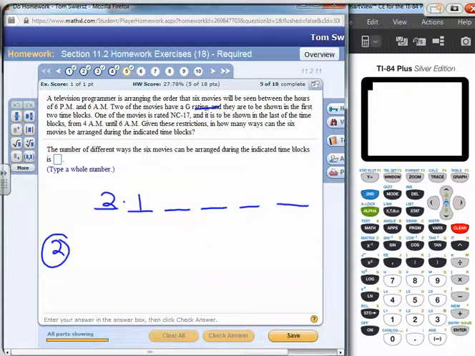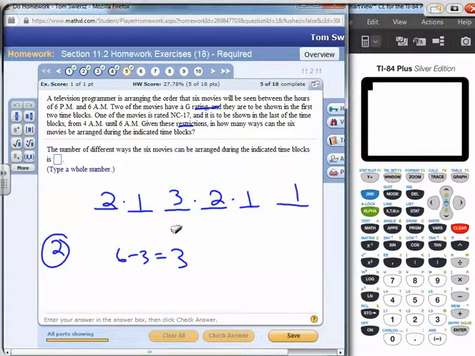One of the movies is rated NC-17. It must be shown last. So there's only 1 choice for last. So now notice we have used the 2 G movies and the 1 NC. So we've used 3. There's a total of 6. So we have 3 movies left, right? So now there's no more restrictions. So now we have 3 choices for this one of the 3 movies. Then we have 1 less, 2 choices, and 1 choice.